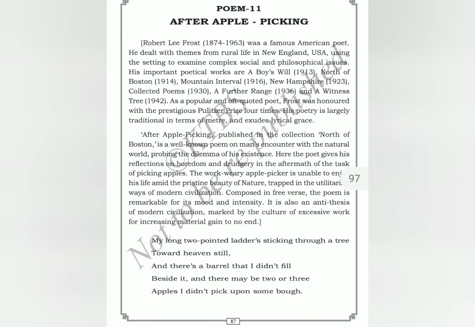Children, now open your textbook, the first page of the poem. That is the fourth line. Listen to my pronunciation properly: "there may be two or three." Here, when you pronounce "be" and "three," the E sound comes over there. There is a repetition of a vowel sound. So when there is a repetition of a vowel sound, we call it assonance, that is a figure of speech.